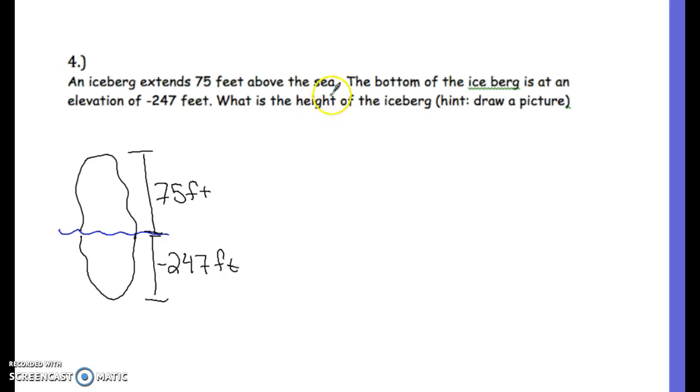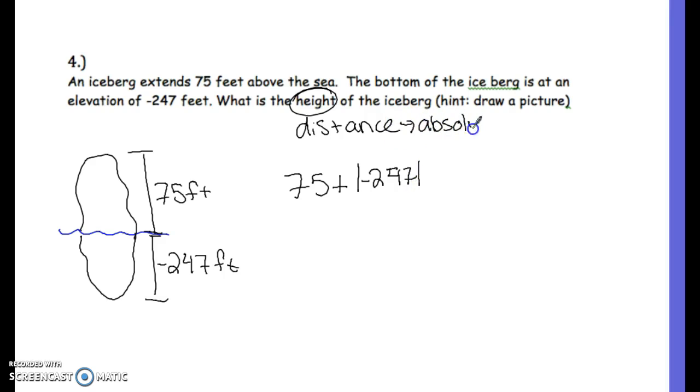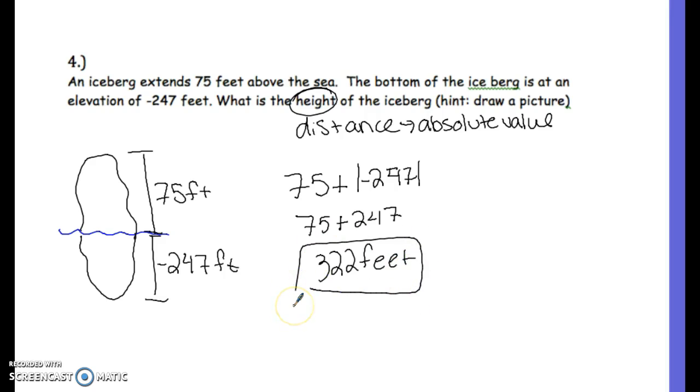What is the height? Height is the same thing as the distance of the iceberg. So I want to know the total distance. So I need to take the absolute value of that. So I would have 75 plus the absolute value of negative 247 because I know I'm talking about a distance. Distance is your absolute value. So I would have 75 plus 247 is 322 feet. You must label it. You have to label it.